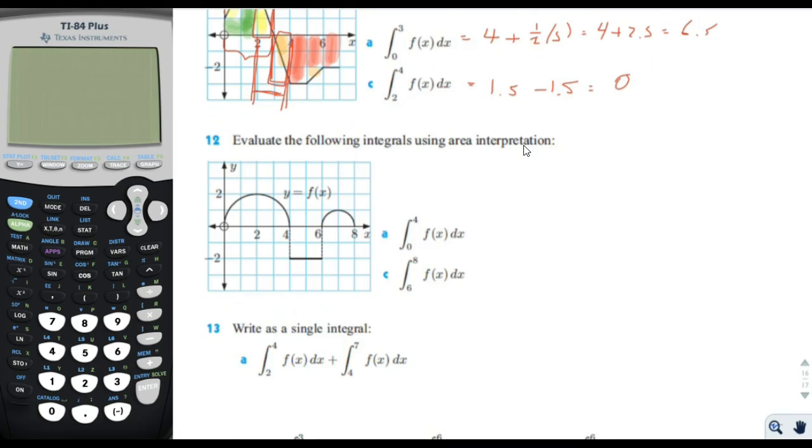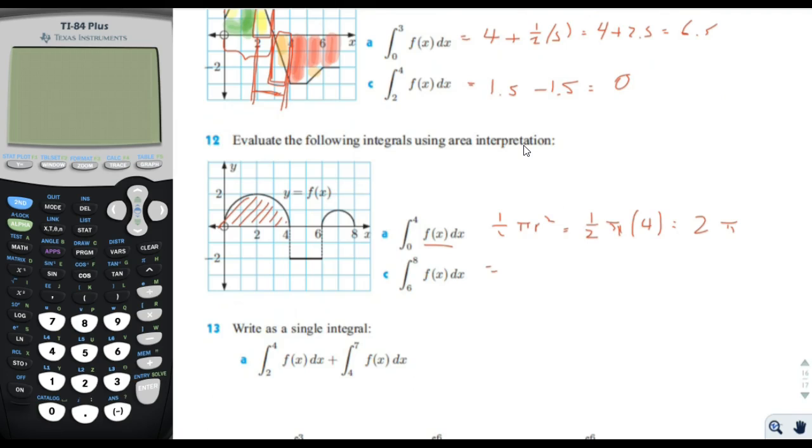Alright, 12. Evaluate the following integrals using area interpretation. And so here, first thing it says is the integral from 0 to 4, that would be this area here. You can see that that is a circle. We know how to calculate the area of circles. The radius of the circle is 2. It's half of a circle, not a whole circle, so it would be half of pi r squared, which would be 1/2 of pi, and r is 2, so it would be 4, right? So it would be 2 pi.